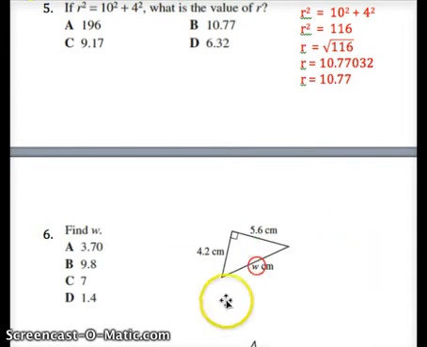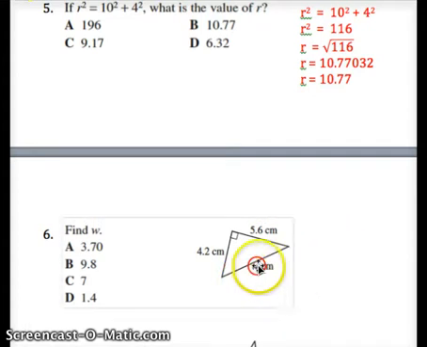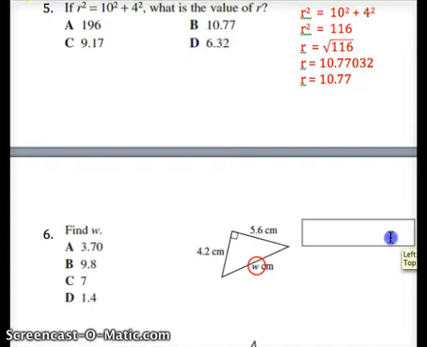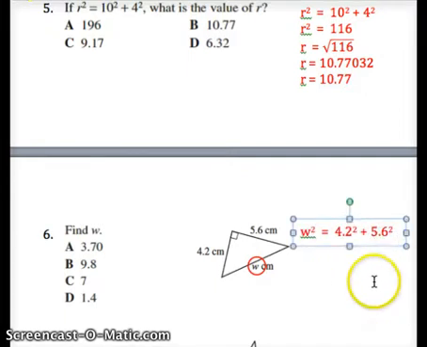Okay, so our question is to find w. Now we've circled the longest side, which is the hypotenuse. So we write our first statement out, which is w squared equals 4.2 squared plus 5.6 squared. I'll just bring that over. So we've got w squared equals 4.2 squared plus 5.6 squared.